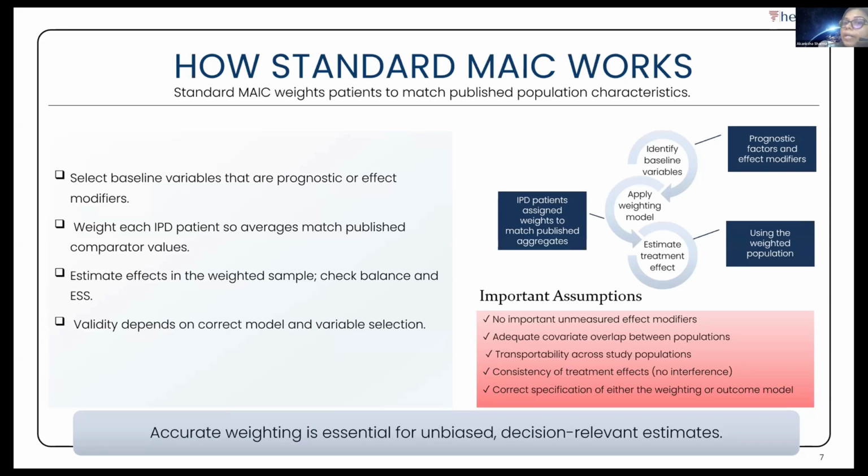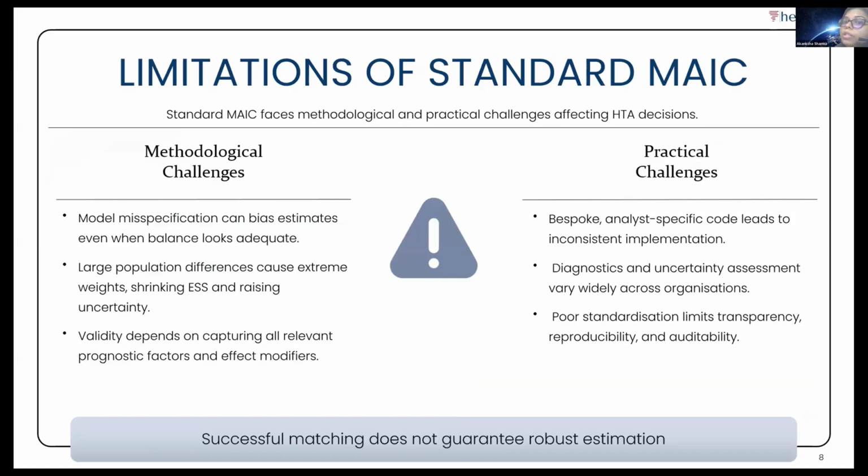There are really two buckets of problems here. On the methodological side, there are a few issues. Weighting model misspecification can bias the estimates even when the covariate balance looks fine. Large population differences can produce extreme weights, and those shrink the effective sample size and inflate uncertainty. And the method only holds if you have captured every relevant prognostic factor and effect modifier, which you can never fully guarantee. On the practical side, the analysis is often bespoke code written by individual analysts.